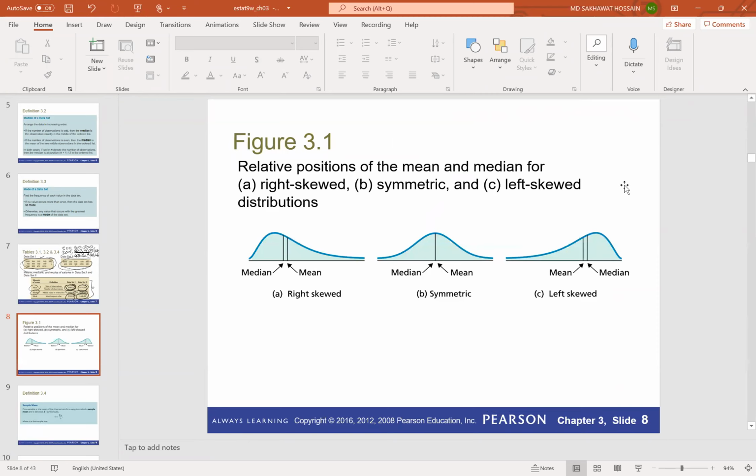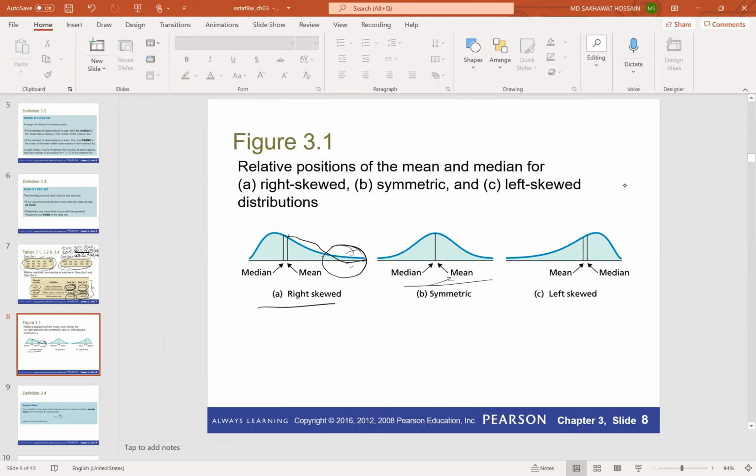Okay, so relative positions of the mean and median. When we have skewed data or symmetric data, what will be the relative position of mean and median? So this is right skewed data. That means we have outliers at the right, we have a right tail. So that's when we have some outliers here.